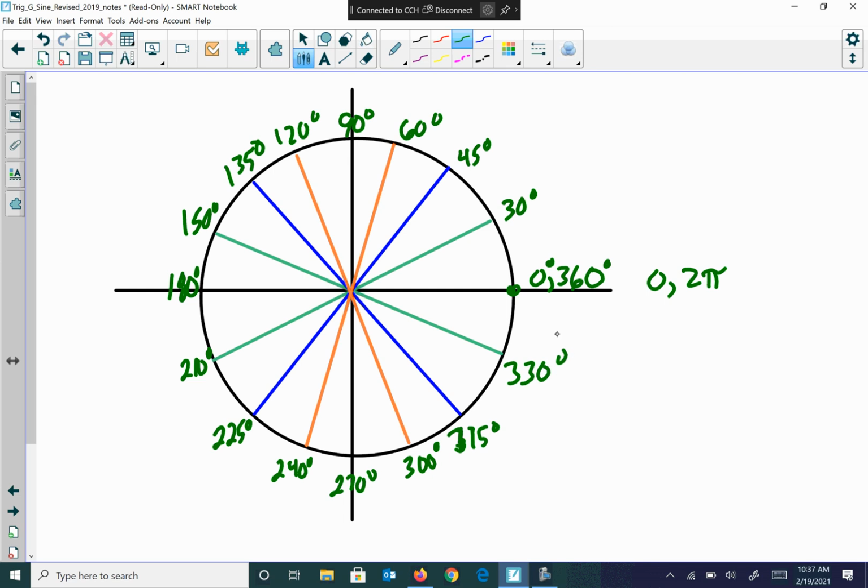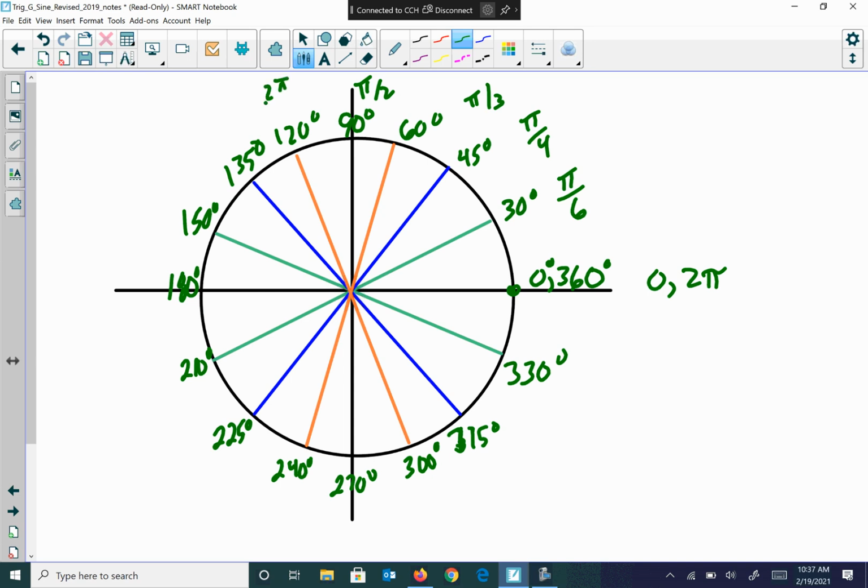Okay, so let's put in our radian amounts. So I'm good with this being pi over 6. I'm good with this being pi over 4. I'm good with this being pi over 3. This good with pi over 2. Agree? All right, help me out. What's 120 as a radian? How much? 2 pi over 3?